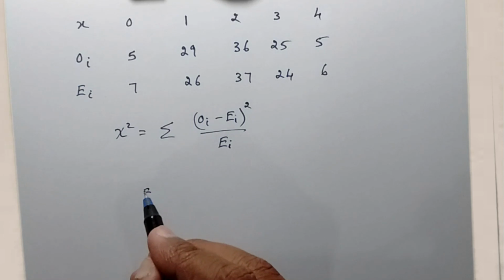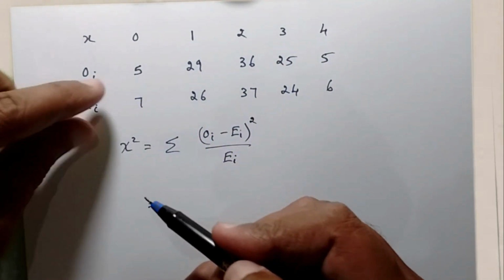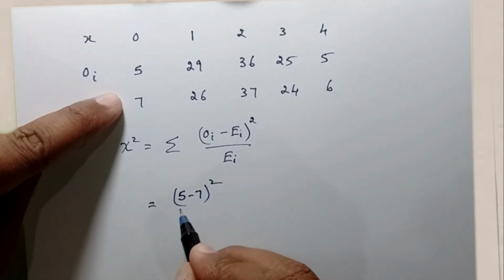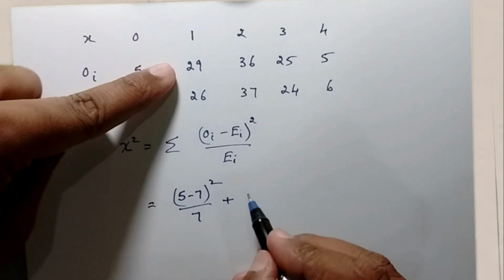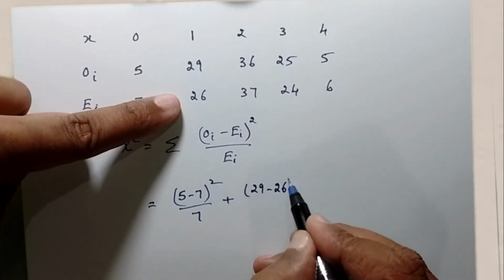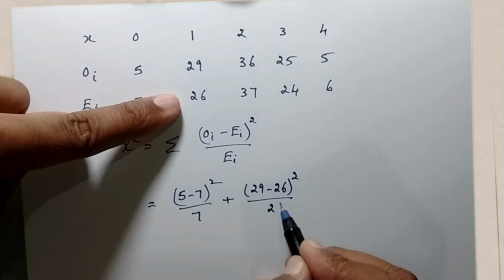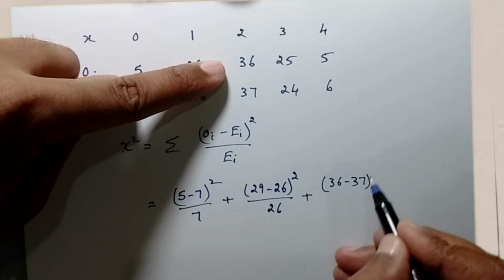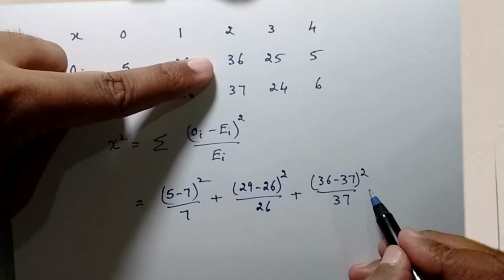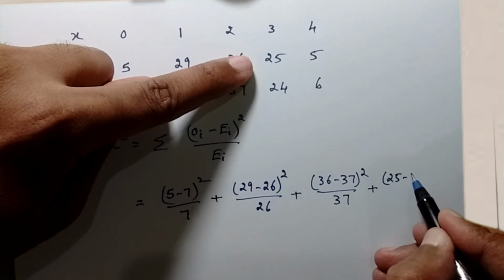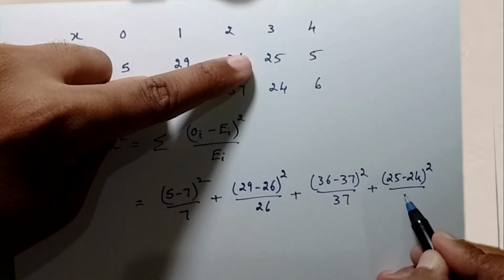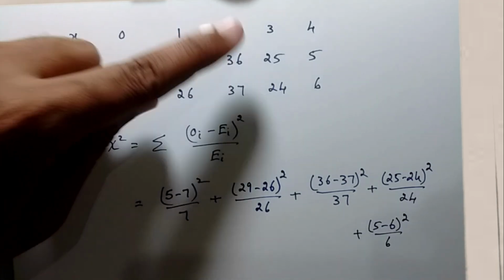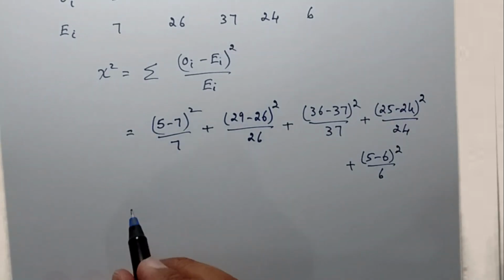So ChiSquare will be equal to, starting with the first set of values of Oi and Ei, (Oi minus Ei) whole square, that is (5 minus 7) whole square divided by Ei. Next set of values, it is (29 minus 26) whole square divided by 26 itself, Ei, plus next value (36 minus 37) whole square divided by 37. Next value (25 minus 24) whole square divided by 24, plus (5 minus 6) whole square divided by 6. So let us simplify.